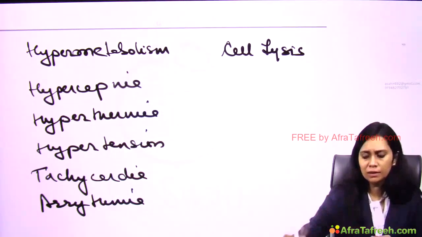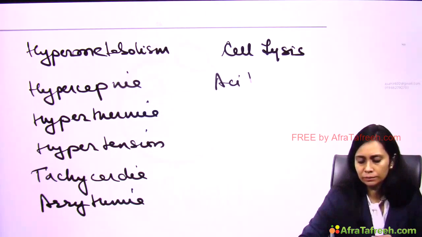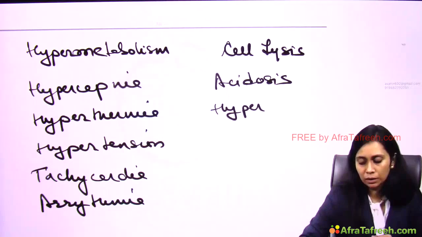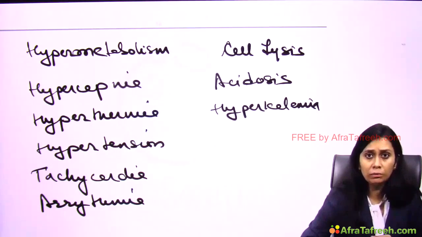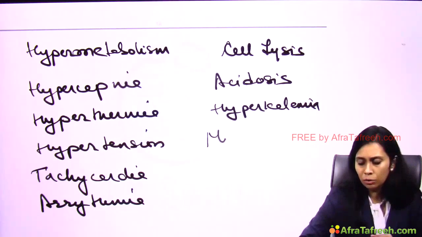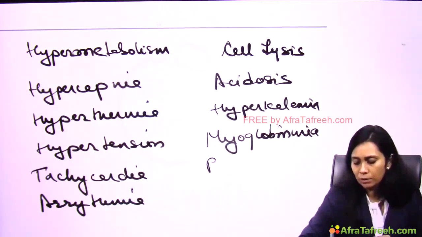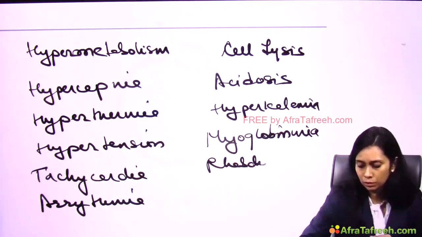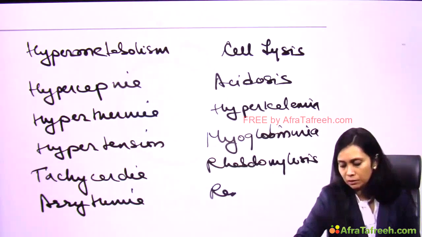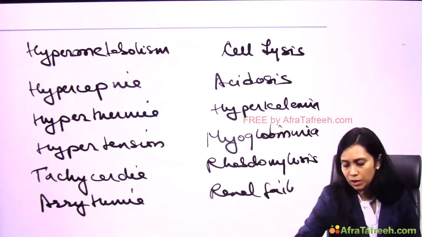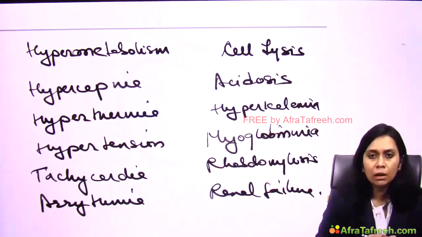And because of cell lysis: acidosis, hyperkalemia, cell breakdown, intracellular potassium would become serum potassium, hyperkalemia, myoglobinuria, then rhabdomyolysis, and ultimately renal failure, right? Ultimately renal failure. Got it?